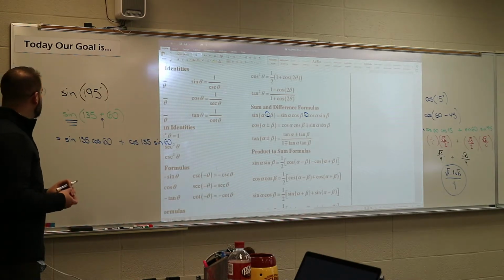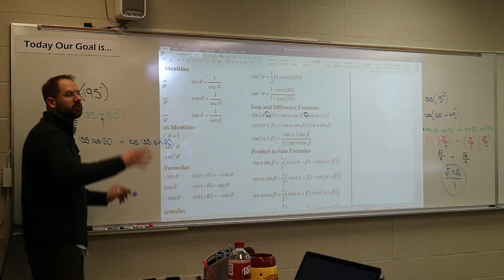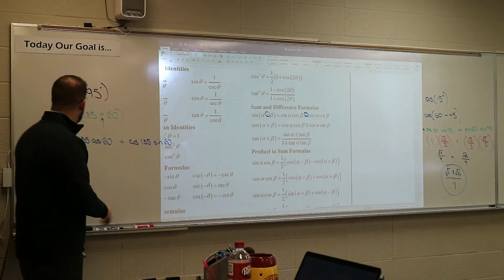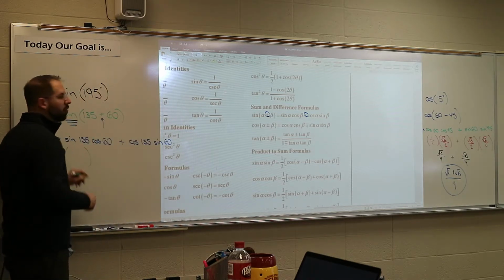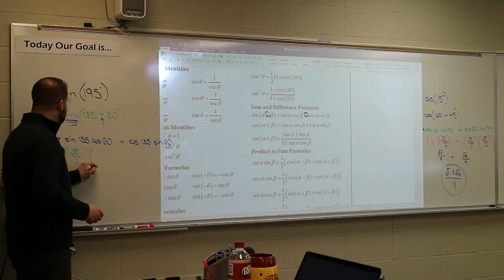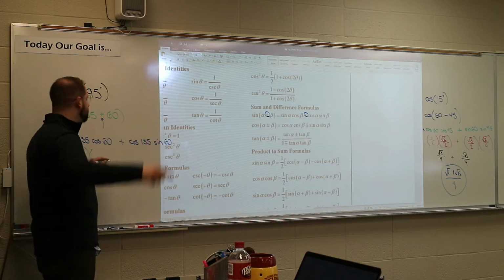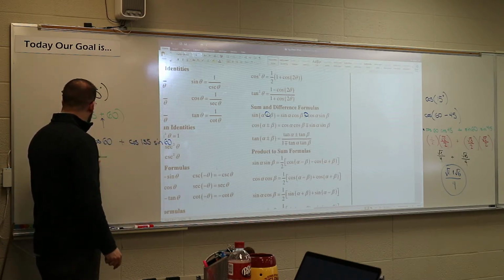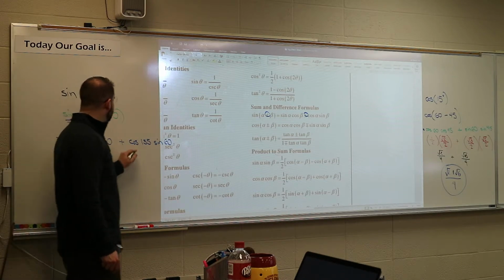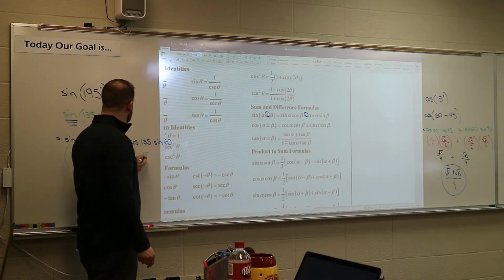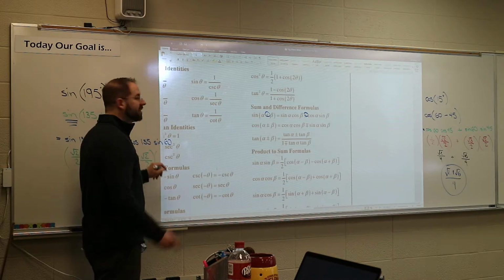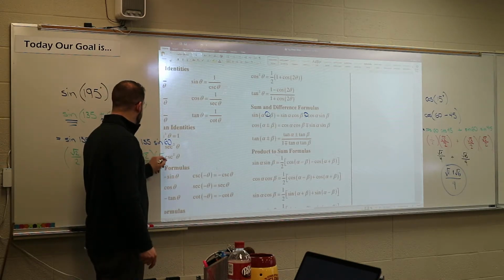No. Now, to rattle off the answers, it looks like a lot of you used your unit circles. Very nicely done. Sine of 135 should be root 2 over 2 on your unit circle. The cosine of 60 should be 1/2. Cosine of 135 should be negative root 2 over 2. And then the sine of 60 should be root 3 over 2.